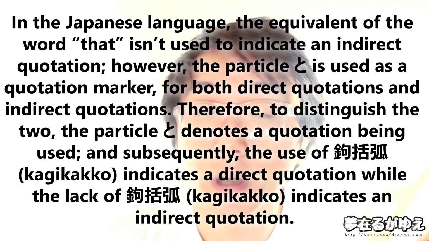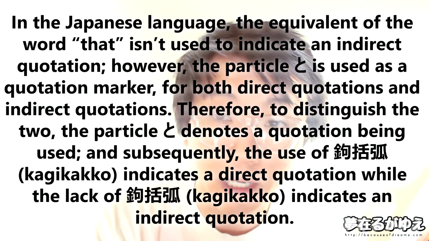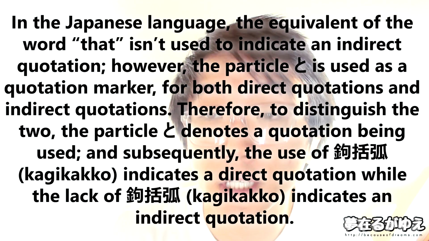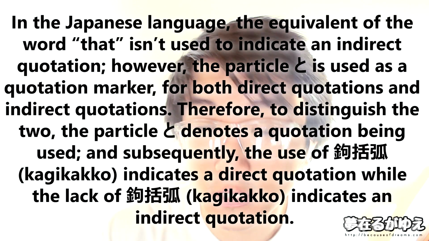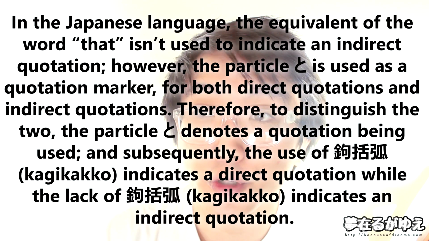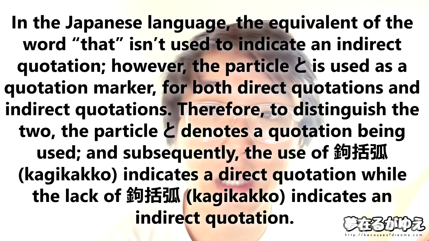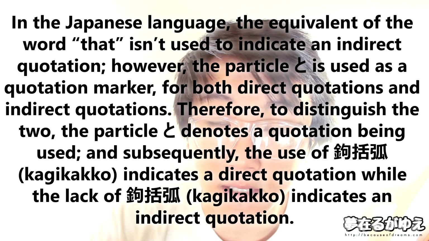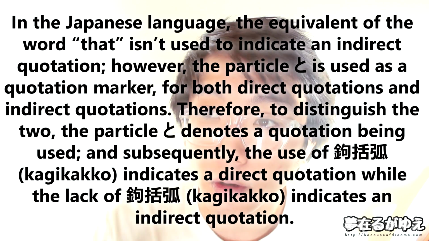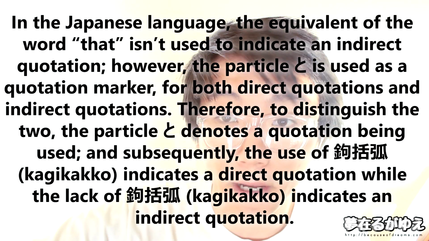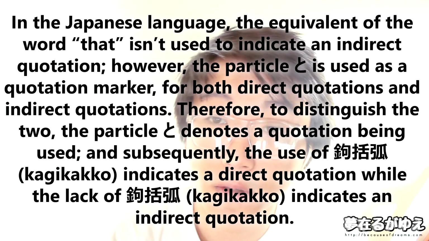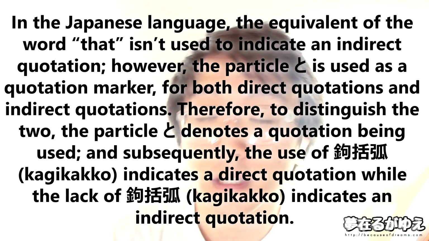However, we do have a way to know if it's a direct quotation or an indirect quotation, because in the Japanese language, when we're using either direct quotations or indirect quotations, we use the quotation marker to, and this is just the particle to. It's going to appear after the actual quotation, and that's pretty similar to the word that in the English language. That tells you that an indirect quotation is going to happen because it's always in front of it, but this time to is going to be after the quotation, and it's going to denote a quotation in general, so it can be direct or indirect. And since we have that, we now just know that if there's no kagikakko, then it's going to be an indirect quotation, and if there are kagikakko, then it's going to be a direct quotation.